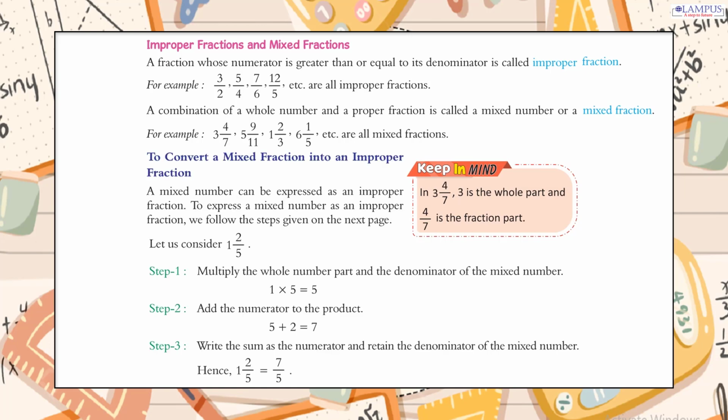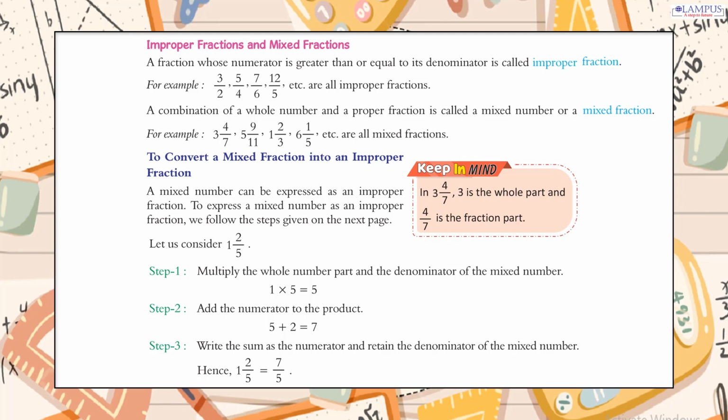To convert a mixed fraction into an improper fraction, a mixed number can be expressed as an improper fraction. To express a mixed number as an improper fraction, we follow the steps given on the next page. Let us consider 1 and 2 by 5. Step 1. Multiply the whole number part and the denominator of the mixed number. 1 times 5 equals 5.